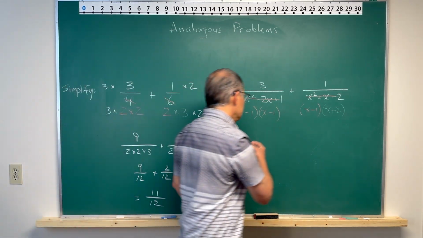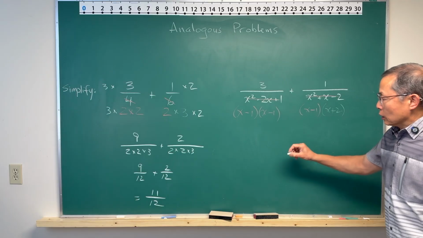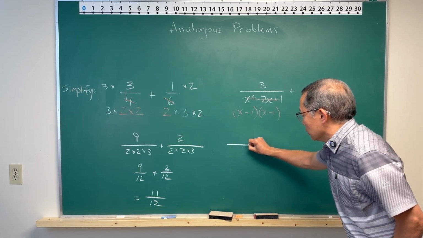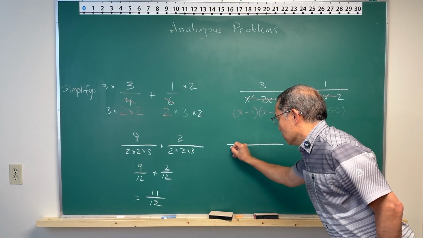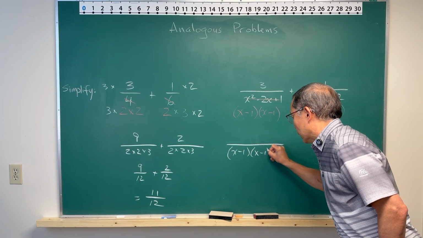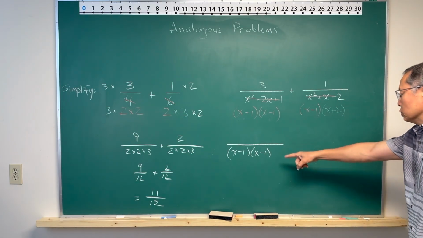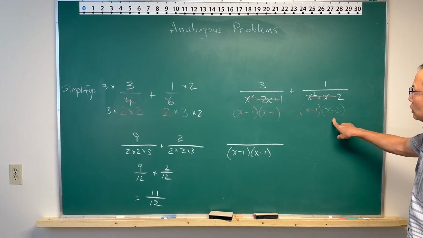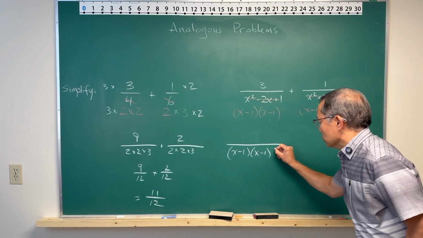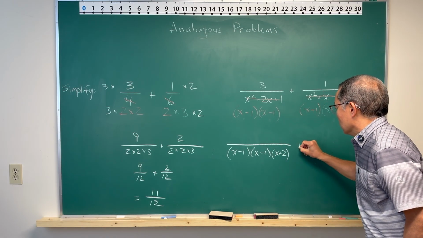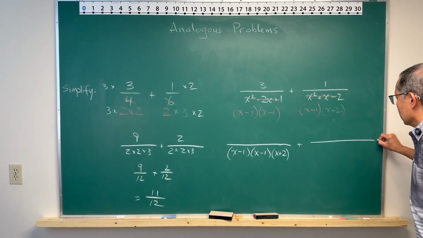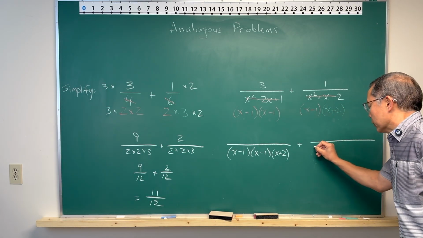Over here, what is my common denominator? My common denominator is going to be, well, it has to have a pair of x minus 1's. I could write that using an exponent, but I'll just do it like this so you can see it. I still require also an x plus 2. This denominator, I have an x minus 1, I have an x minus 2.